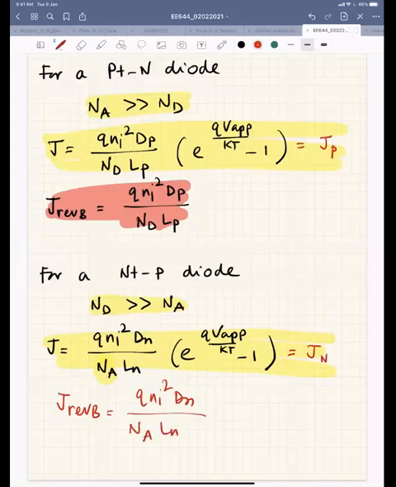Here, if you see the reverse saturation current, it definitely depends on the doping Na and also on ni. The reverse saturation current is strongly dependent on ni. Take germanium, which has a very high intrinsic carrier concentration because of its low band gap. So the reverse saturation current in germanium is much higher than in silicon. You have to keep that in mind: higher the band gap, lower the ni, and lower the reverse saturation current.